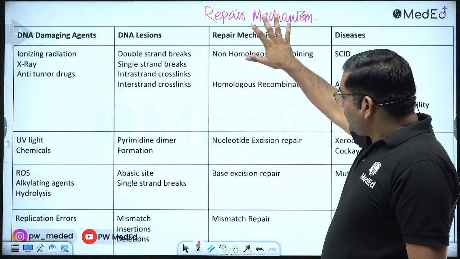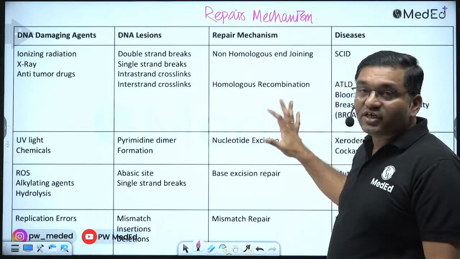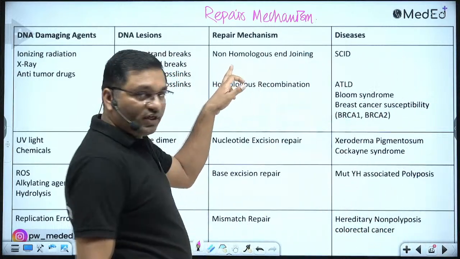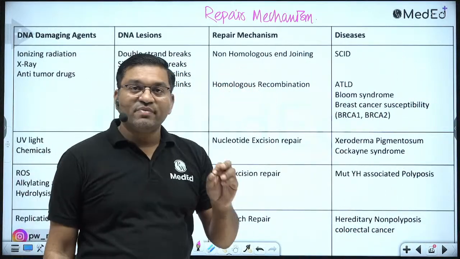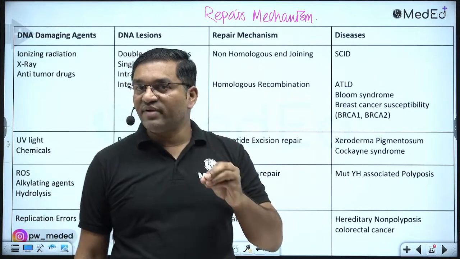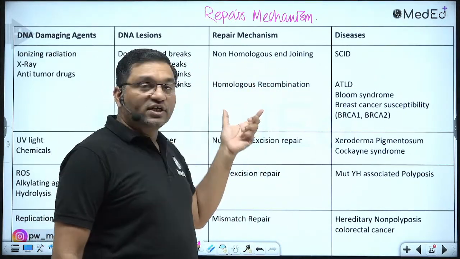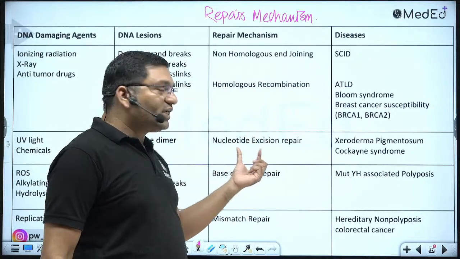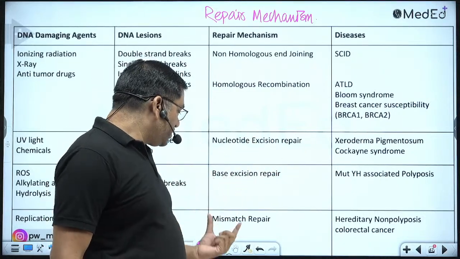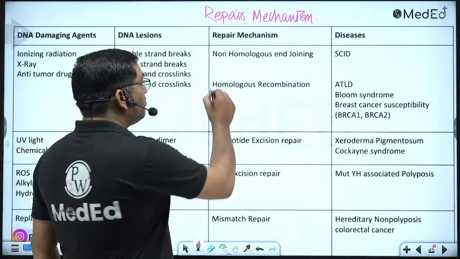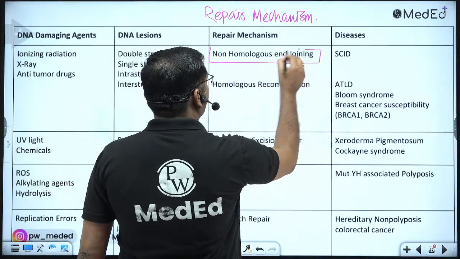Now these are the important repair mechanisms that include non-homologous end joining, which is a common mechanism in case of double strand break repair in mammals. Non-homologous end joining, homologous recombination, then nucleotide excision repair, base excision repair, and mismatch repair. These are the different repair mechanisms. This is the most common mechanism in mammals, non-homologous end joining.